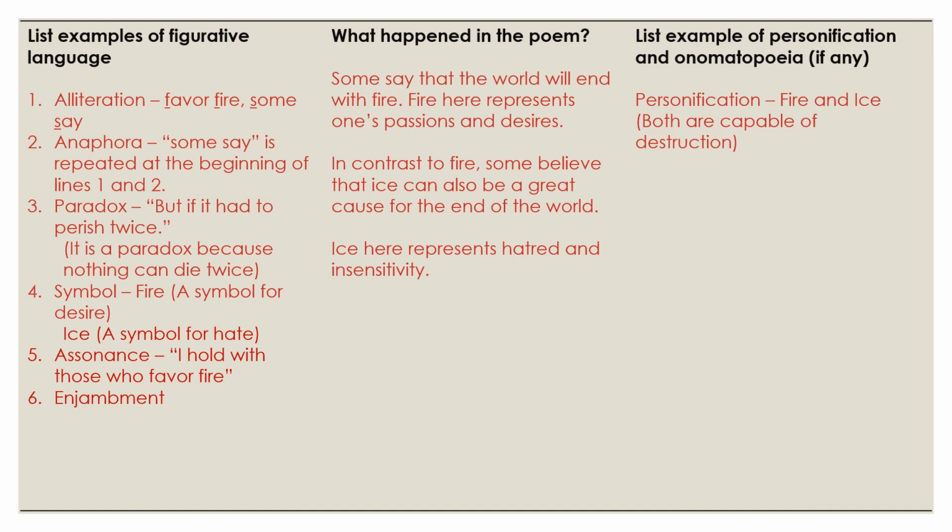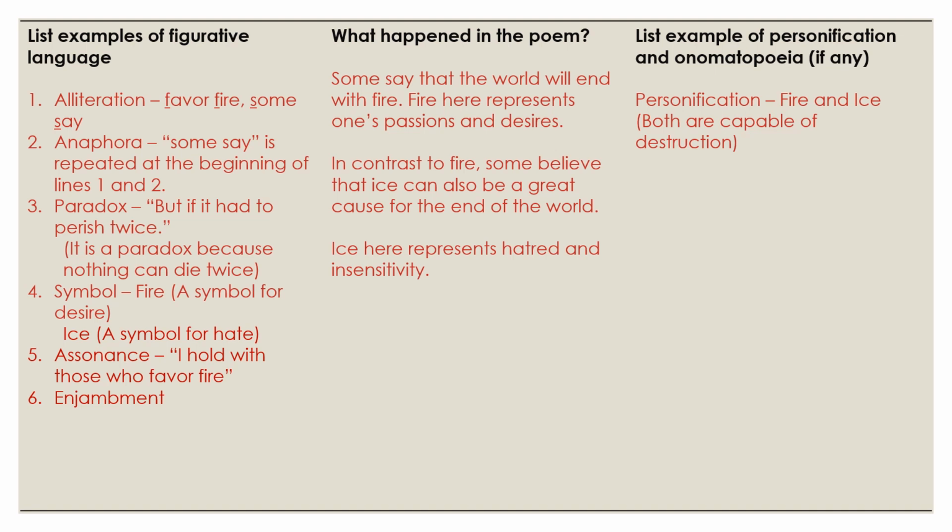The next is symbol. Symbol plays a very important role in this poem because fire is the symbol of desire and ice is the symbol of hatred and insensitivity. We have the next poetic device, that is assonance: "I hold with those who favor fire." And the next one is enjambment. It means there is the continuation of a line. There is no punctuation mark at the end of the line. It means the lines are in continuation with other lines. This is what the poetic device enjambment is.